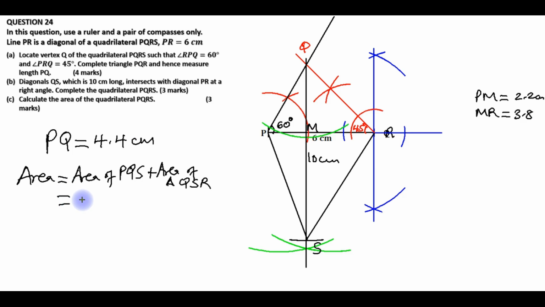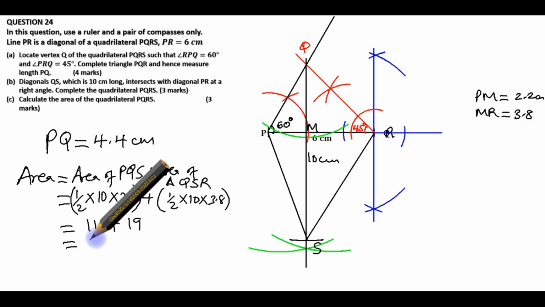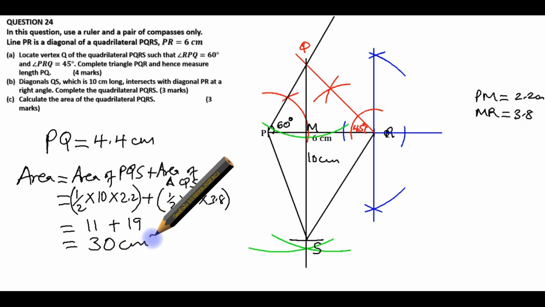So the area will be a half. Base for this triangle, the base is 10, then height is 2.2, and then plus the other one is a half times base 10 times the height from M to R, which is 3.8 centimeter. So for this one, this will be 11 plus the other one will be 19. So if we add, we get 30 centimeter squared.